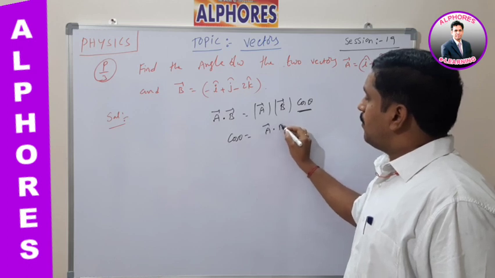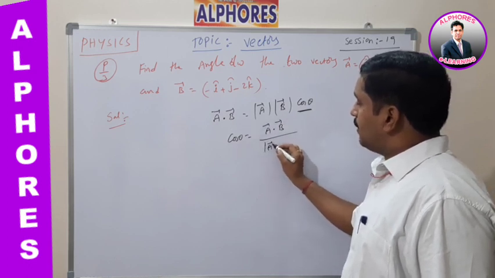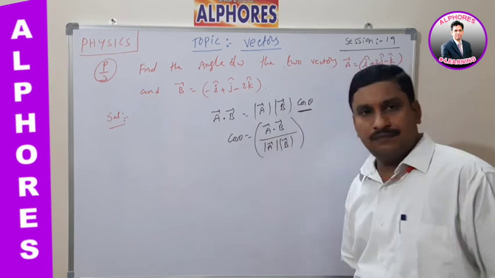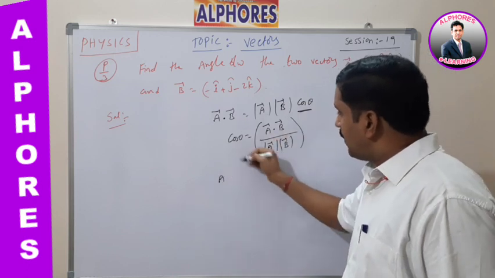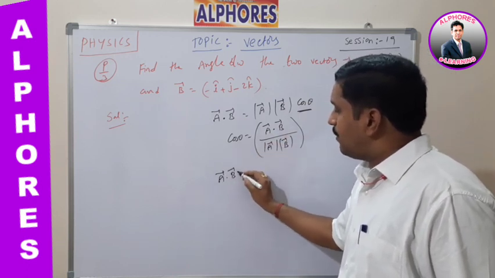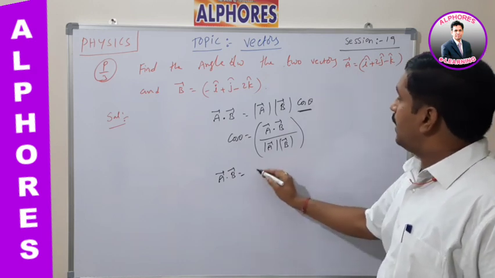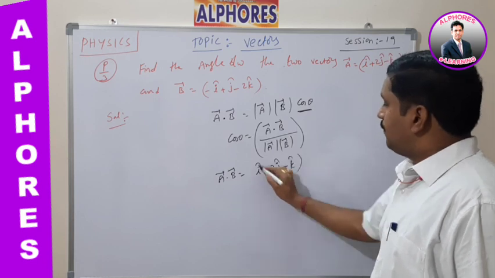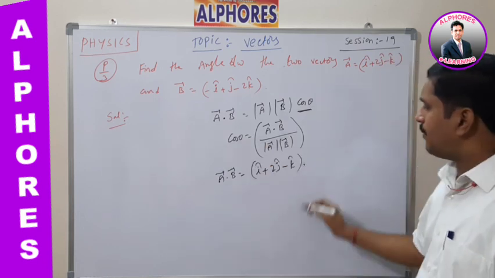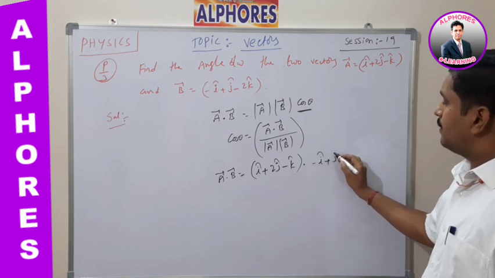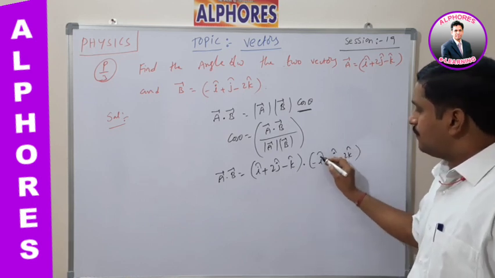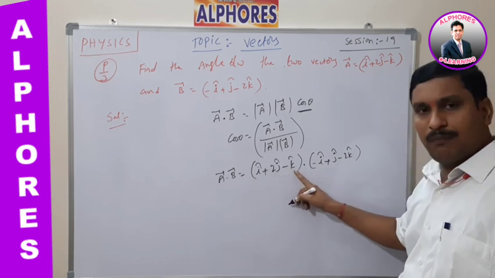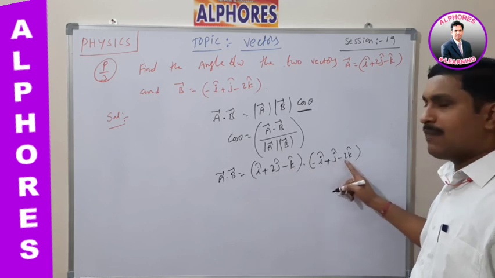Now, in order to find the angle, cos theta is equal to the dot product of the two vectors divided by the product of the magnitudes, modulus of A bar into modulus of B bar. First you have to find this value. A bar dot B bar is i cap plus 2j cap minus k cap dot minus i cap plus j cap minus 2k cap.